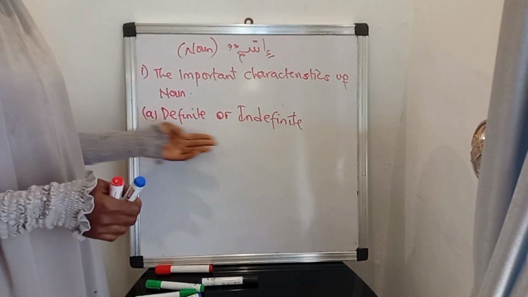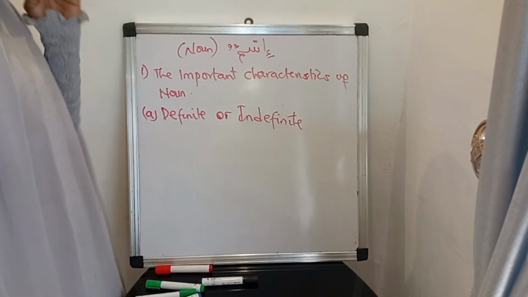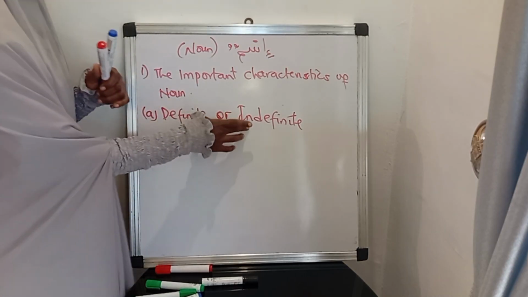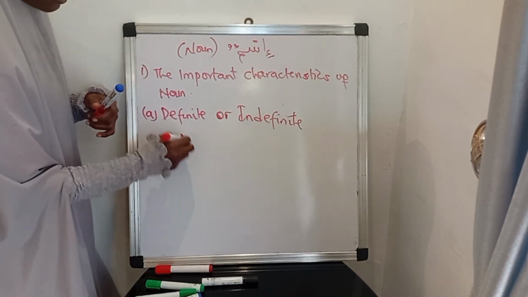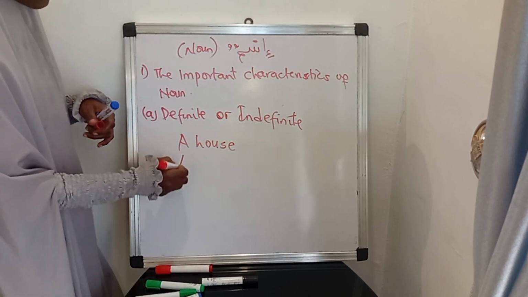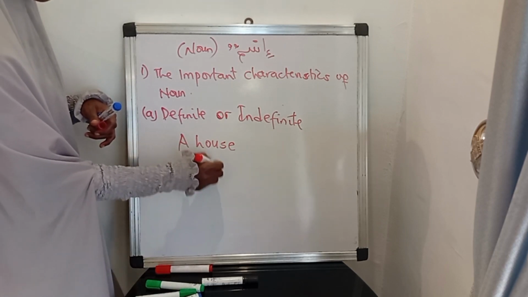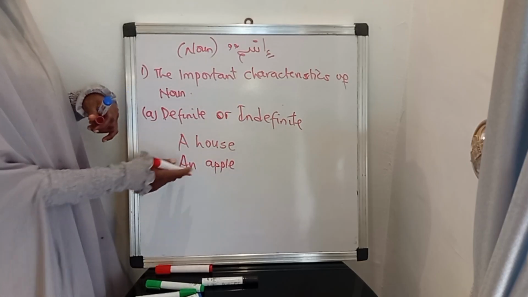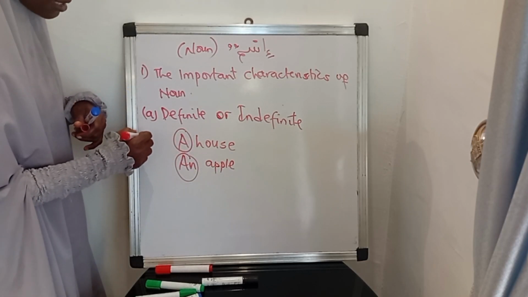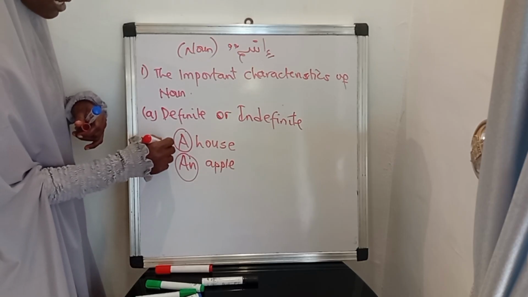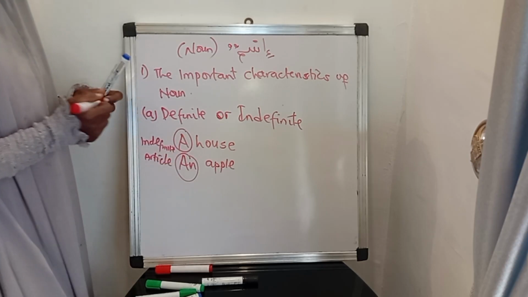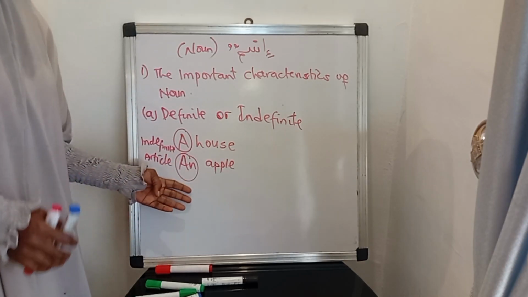How do we know a definite noun? How do we know an indefinite noun? In English language, when you are talking about an indefinite noun, you say a house, or you can say an apple. A or an here are the indefinite articles in the English language.